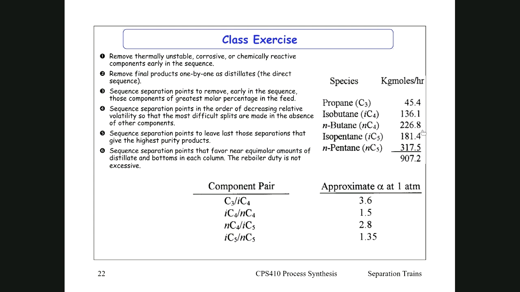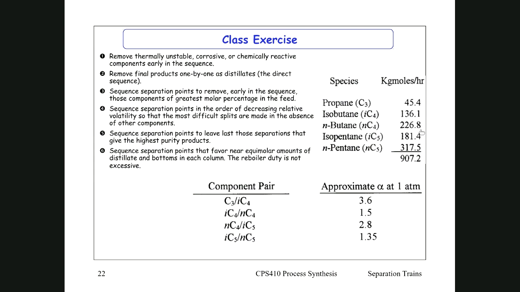Whenever we list components, we're going to be listing them from top to bottom as most volatile at the top, least volatile at the bottom. So remember when you did mass transfer, there was this thing of a heavy key and a light key. If we look at this distillation between NC4 and IC5, the light key is going to be the NC4, and the heavy key is going to be the IC5. And so you'll design your distillation column to make a clean separation between those two.